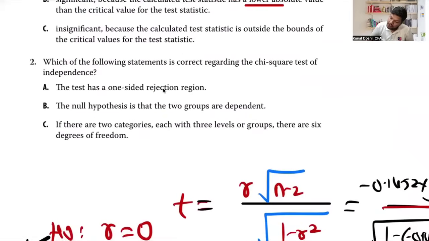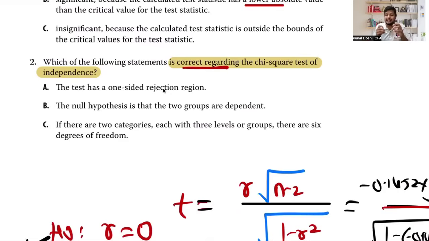Okay. Which of the following is correct regarding the chi-square test of independence? First of all, the test of independence. It's a contingency table, where you are basically going to compare two variables. For example, let's say you have earnings data on one side and stock revenue on the other side. So it's a comparison of two groups, or you can say two categories, or two variables also.